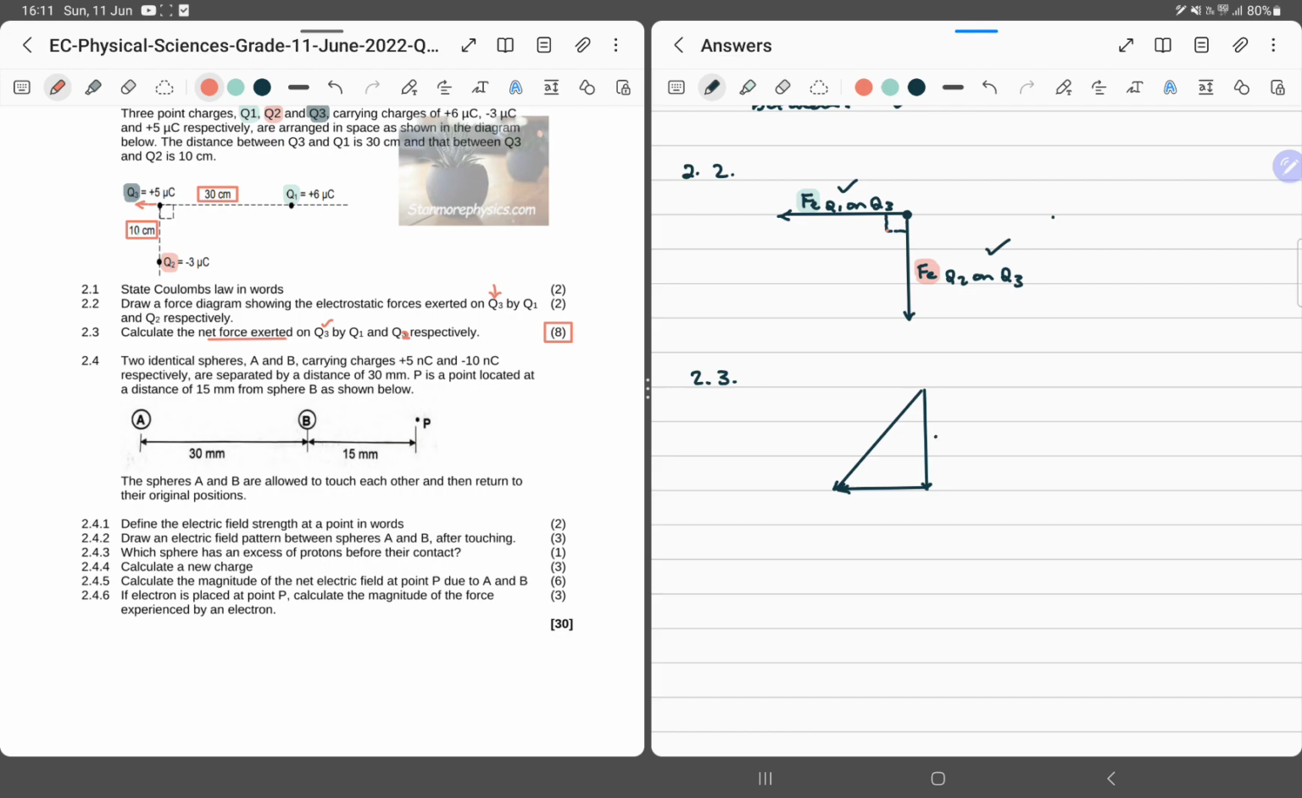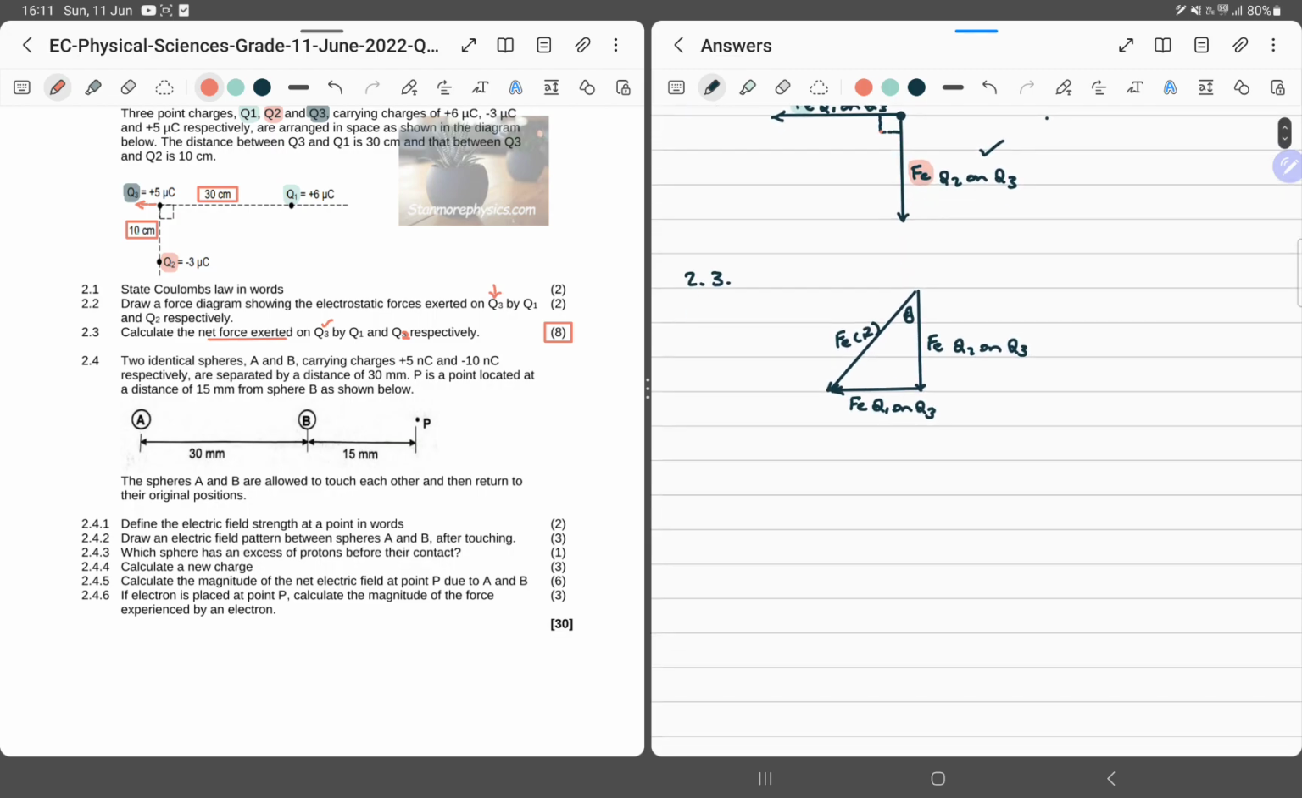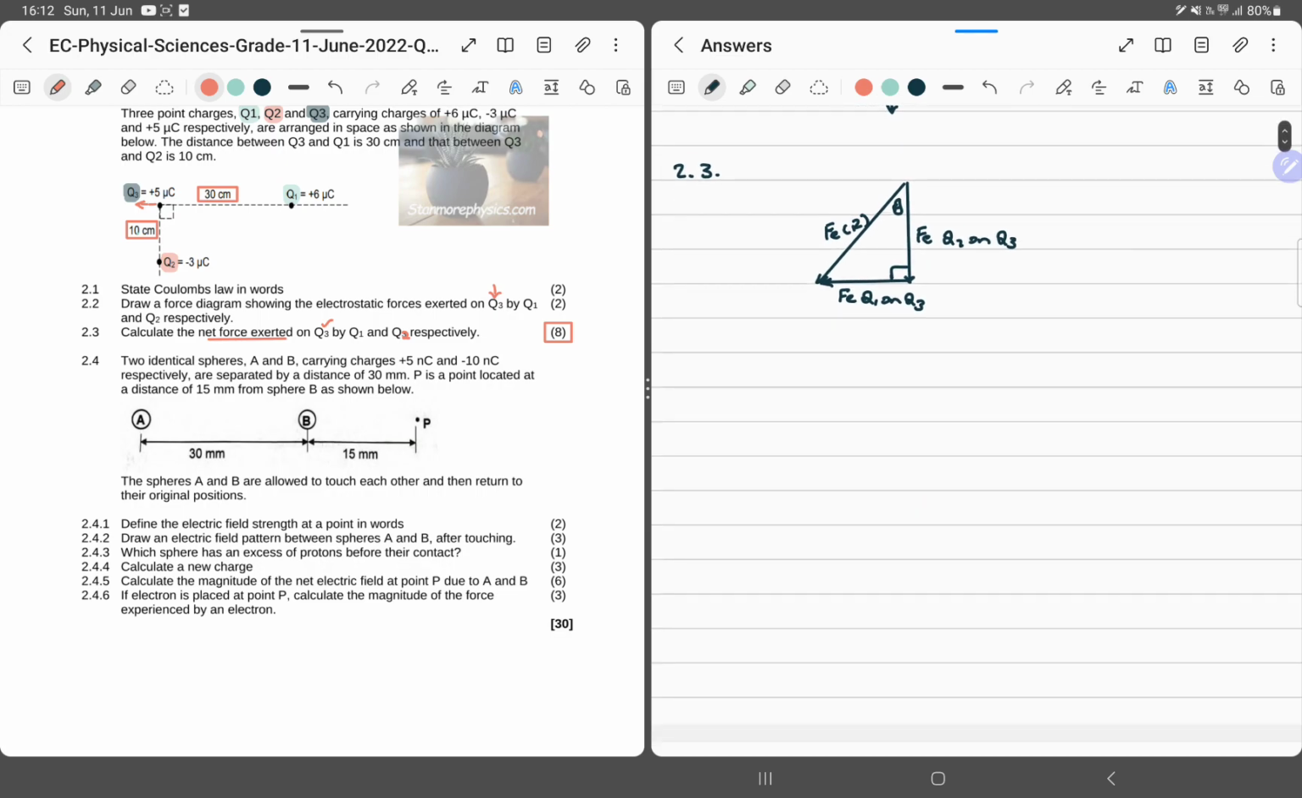So this is still the resultant force. This is the force by Q2 on Q3. This is still the electrostatic force by Q1 on Q3. And then that would be the electrostatic force resultant. All right, but now we know we need to consider that angle theta there, because without the angle we have not done any justice. But we know that the angle between these two forces was 90 degrees, so it remains 90 degrees like that. Easy.